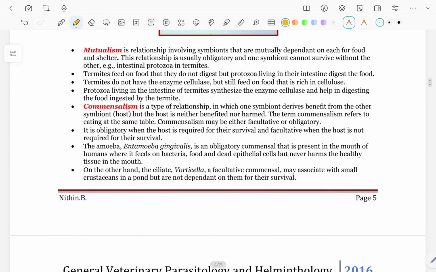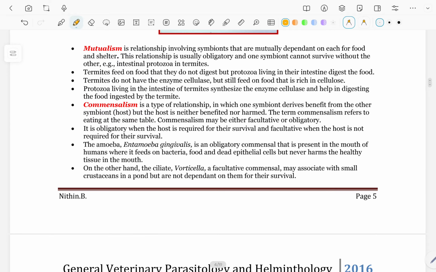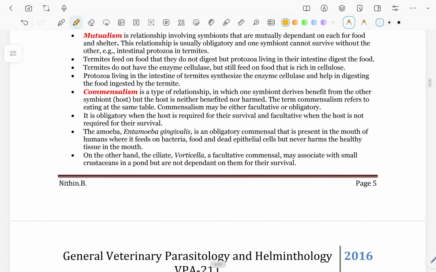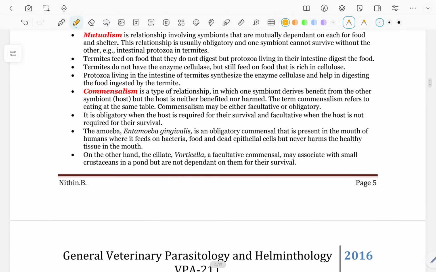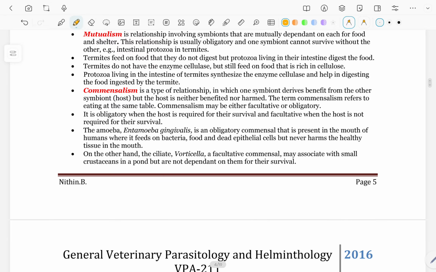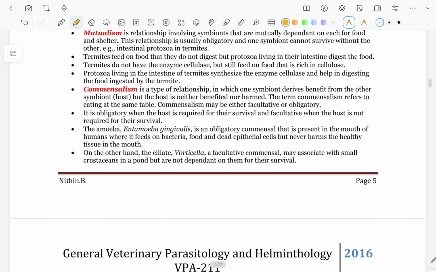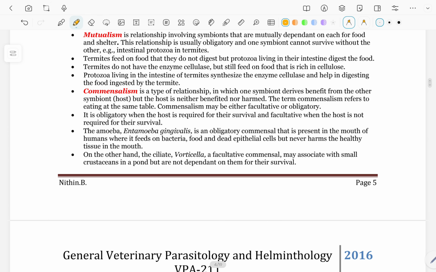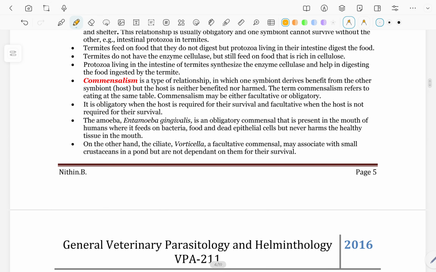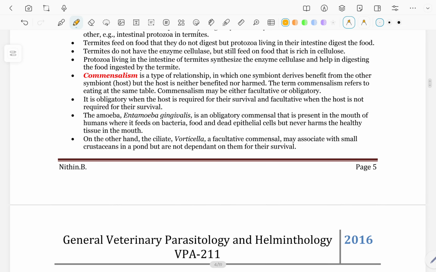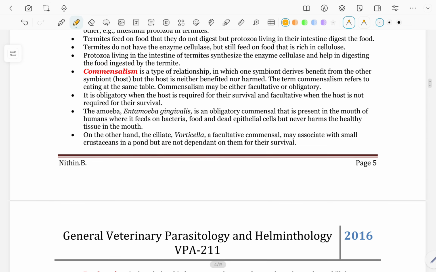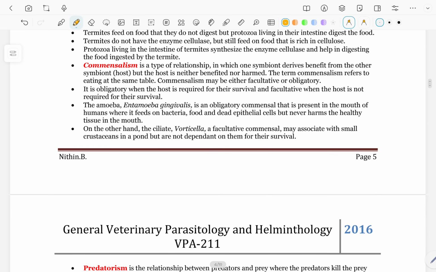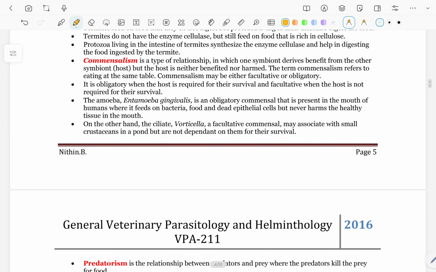Commensalism is a type of relationship in which one symbiont derives benefit from the other symbiont, the host, but the host is neither benefited nor harmed. The term commensalism refers to eating at the same table. Commensalism may be either facultative or obligatory. It is obligatory when the host is required for their survival, and facultative when the host is not required for their survival.